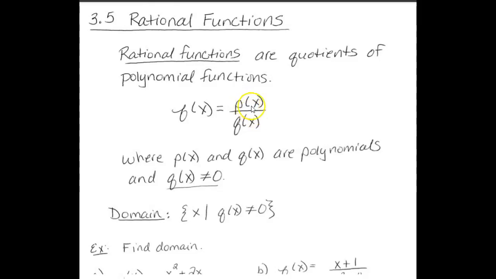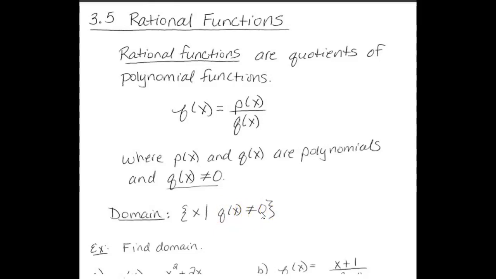So p of x would be a polynomial, q of x would also be a polynomial, and we're going to divide them. Because we are creating a fraction, we could possibly have restrictions in the domain because, as we talked about earlier, the denominator of a fraction is never allowed to be 0. So this is our definition of a rational function. It'll be a fraction of polynomials, and the domain would be the set of all x values such that the denominator is not equal to 0.